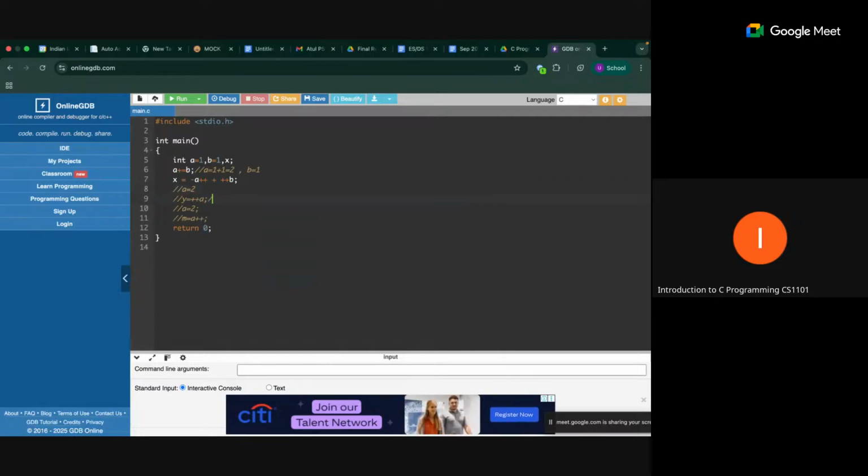What will be the y value, people? Y value is equal to 3. And what is the m value? M value is equal to 2. Yes, why is it 2? Because first it will initialize, then it will increment it. Okay.